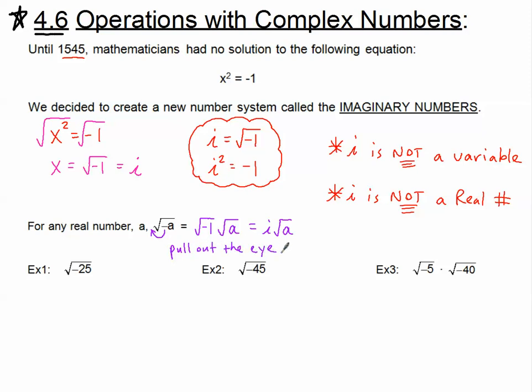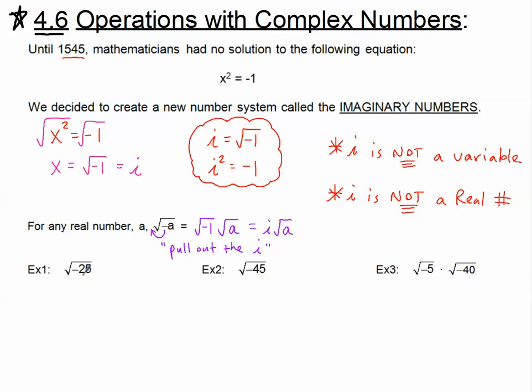That's not what I meant to write. Pull out the i. Okay, so that's what I always think about. Whenever I see a negative underneath a square root, I pull that -1 out as the square root of -1, and then there's an i attached outside to our radical.